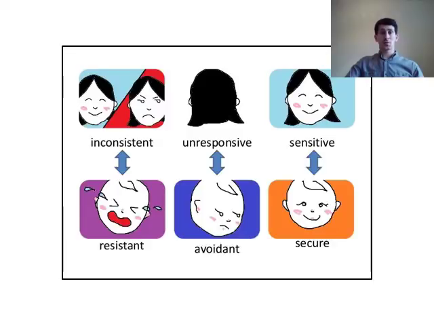If you're an unresponsive mother, so you don't pay any attention to the child at all during infancy, especially during that critical period, then you're going to get an avoidant child. If you're very sensitive to the child, respond to their social releases, then you're going to develop a securely attached infant.